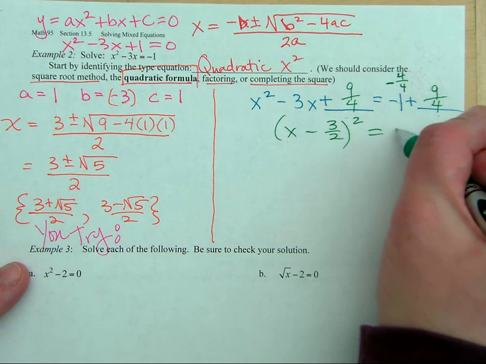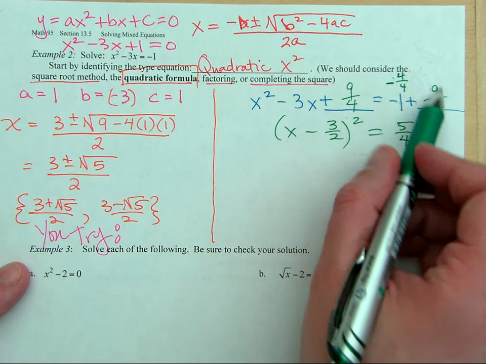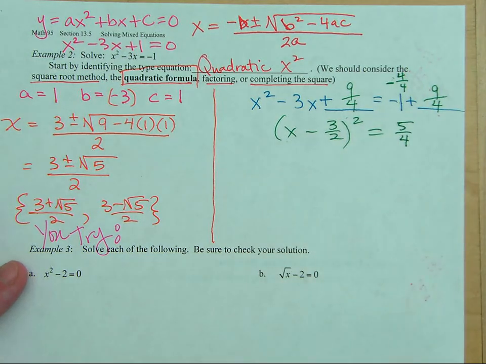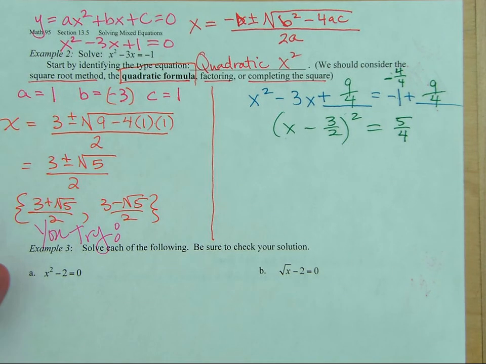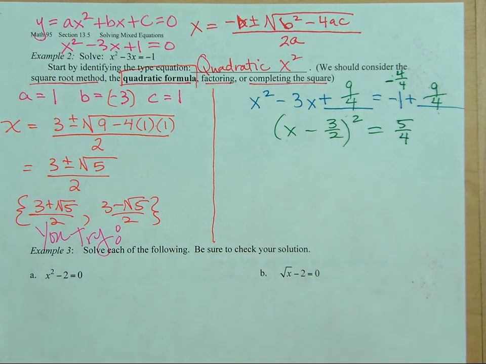Yeah, it's actually a positive 5 over 4, right? Because you have more positive than negative. Okay, now what should I do? I can use the square root method, because I have the square isolated.